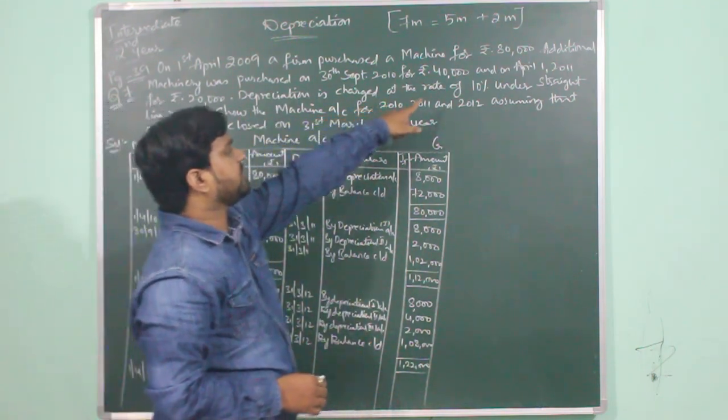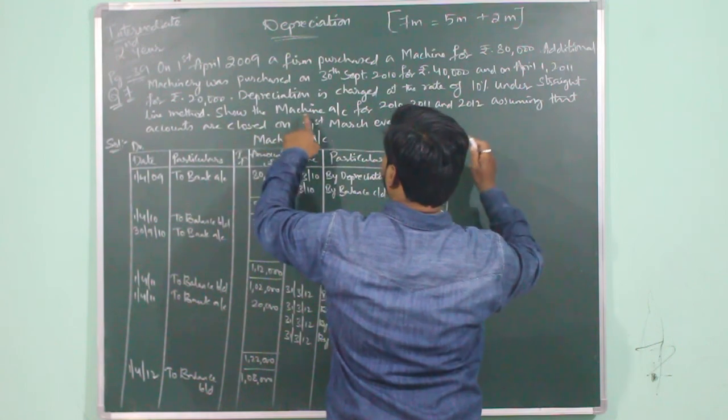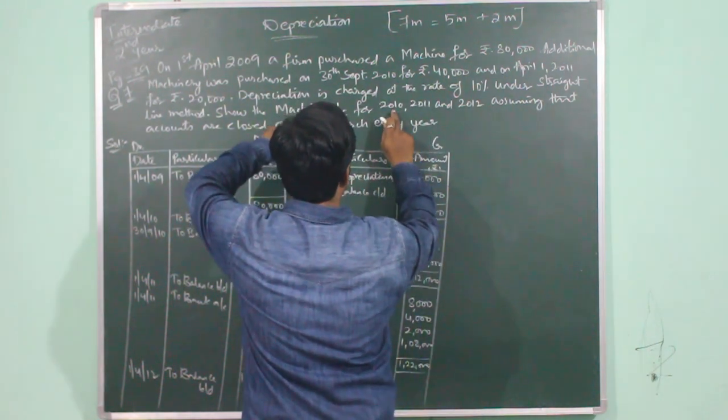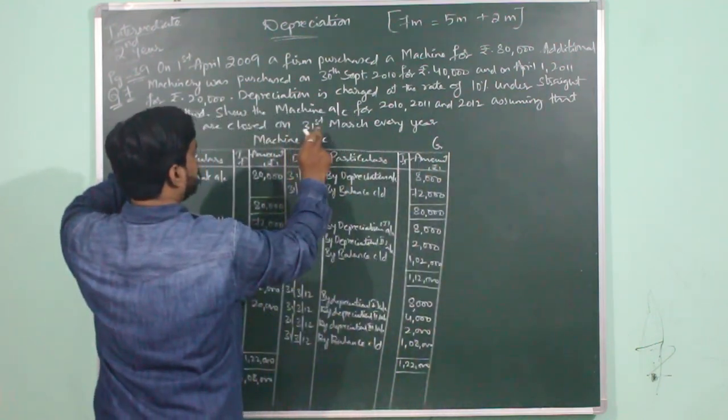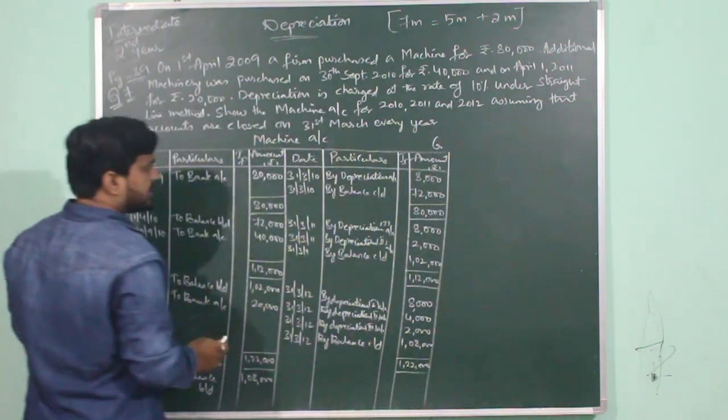Depreciation is charged at the rate of 10% under straight line method. Show the machine account for the year 2010, 2011 and 2012 assuming that the accounts are closed on 31st March every year. So let us solve the problem.